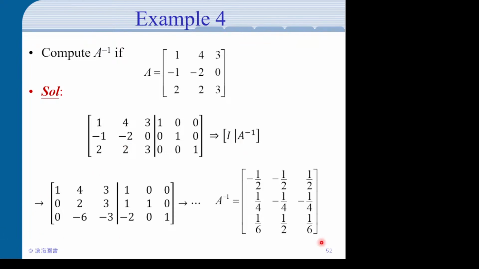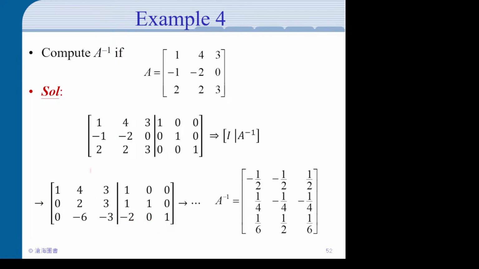But we are a bit lazy, so we skip the intermediate steps. Let's see the first step. We want to do Gaussian elimination, so first we want to turn those two elements to 0. Add 1 times the first row to the second row. So 1 plus minus 1 becomes 0, then 4 plus 2 becomes 2, 3 plus 0 becomes 3. We also do the same thing on the identity matrix, so you get 1, 1, 0 here. Similarly, add minus 2 times the first row to the third row. So you get 0 here, then minus 6 and minus 3, and you get minus 2, 0, 1 here.